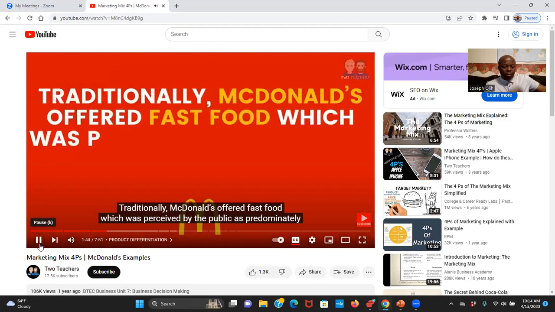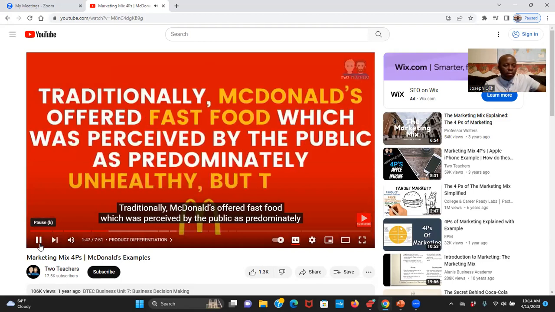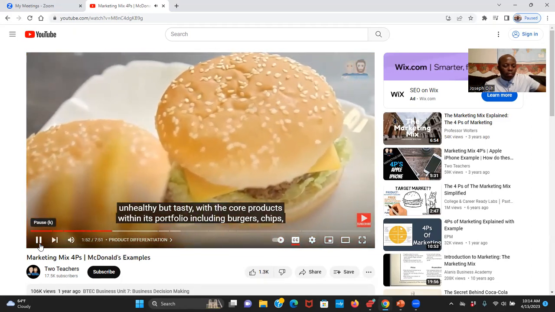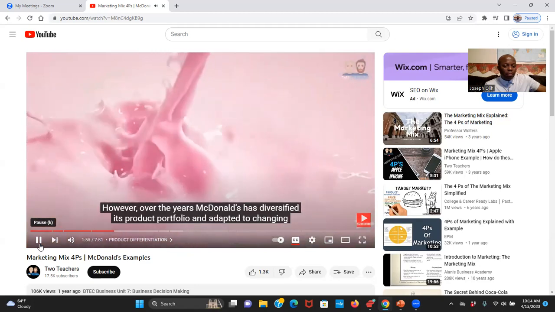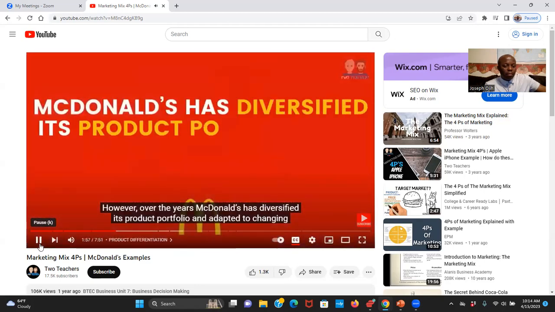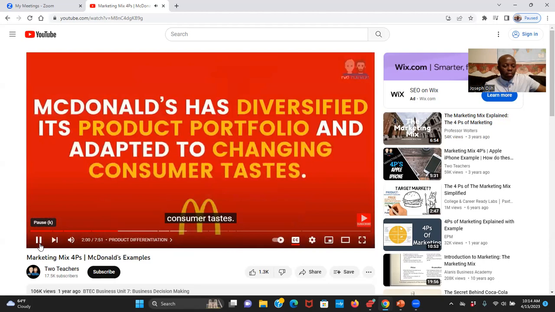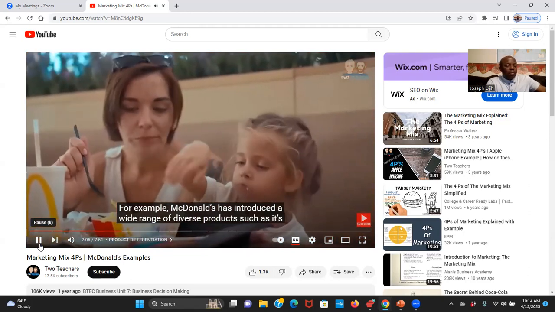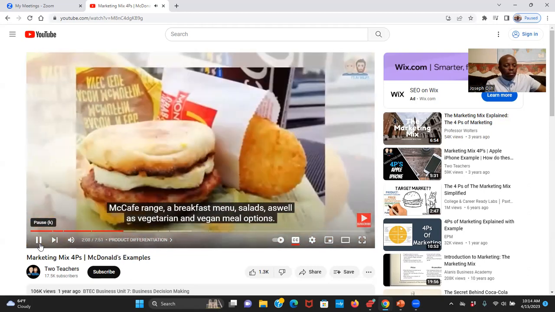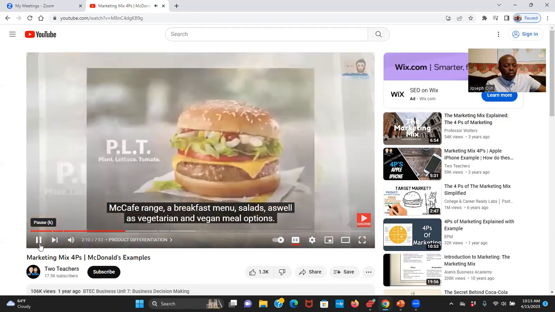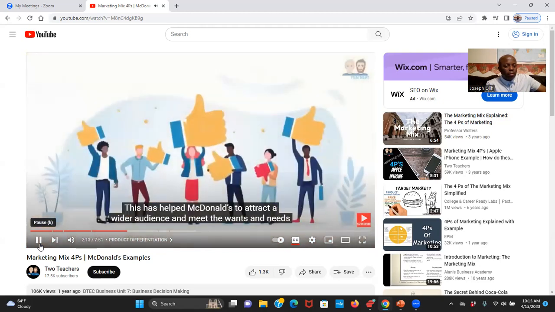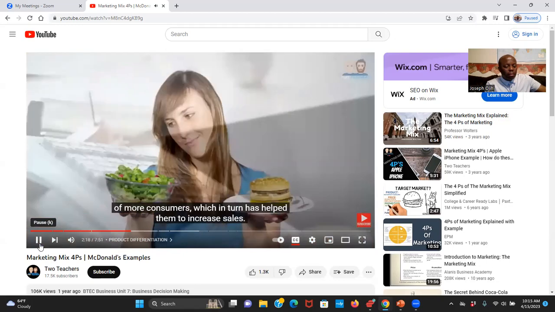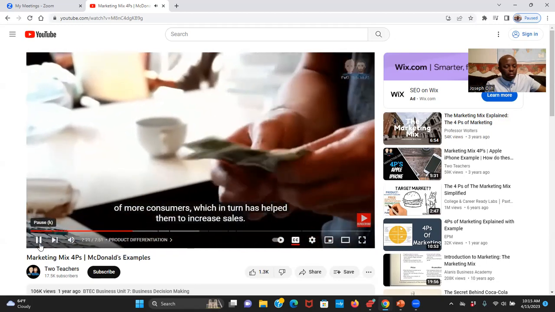Traditionally, McDonald's offered fast food which was perceived by the public as predominantly unhealthy but tasty, with the core products within its portfolio including burgers, chips and milkshakes. However, over the years, McDonald's has diversified its product portfolio and adapted to changing consumer tastes. For example, McDonald's has introduced a wide range of diverse products, such as its McCafe range, a breakfast menu, salads, as well as vegetarian and vegan meal options. This has helped McDonald's to attract a wider audience as they are effectively able to meet the wants and needs of more consumers, which in turn has helped them to increase their sales revenue.